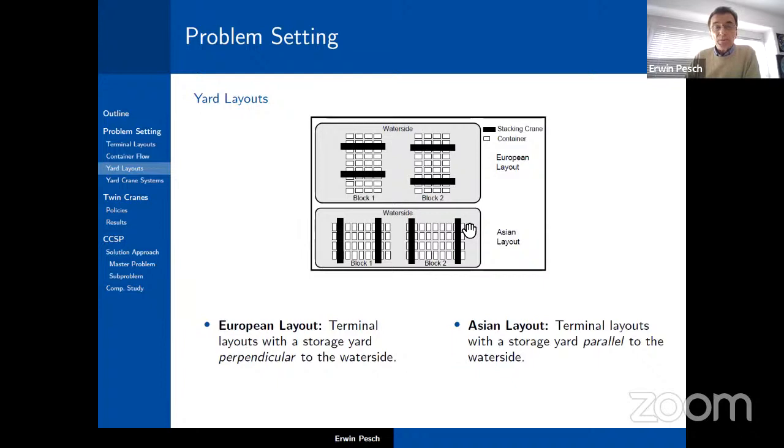You have different yard layouts. You have the European layout, where the container blocks are perpendicular to the water side, so the short side of the container block is parallel to the water side. In the Asian layout, the long side is parallel to the water side. There are advantages and disadvantages for both. And the two black bars that you can see here are stacking cranes.